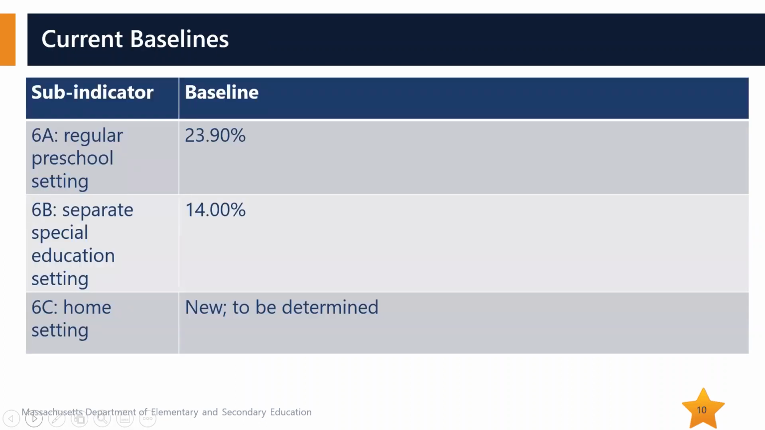Now let's take a look at the baselines for Indicator 6. The baseline is a starting place. Because 6C, home setting, is new, DESE also needs to set new baselines for Indicator 6. With that said, the current baseline for 6A, regular preschool setting, is 23.90%, and 6B, separate special education setting, is 14%. Again, there is not an existing baseline for 6C, home setting, since it is a new sub-indicator.